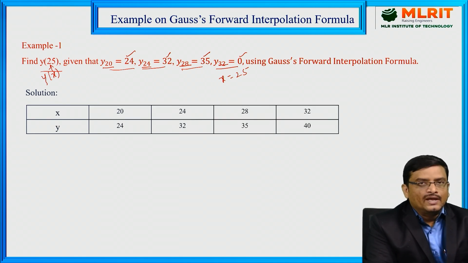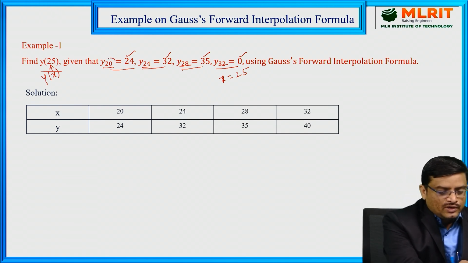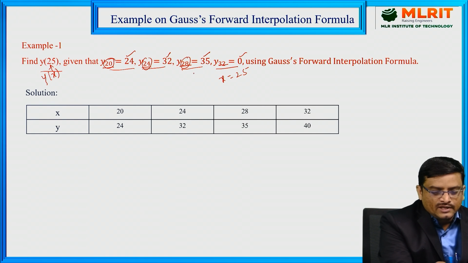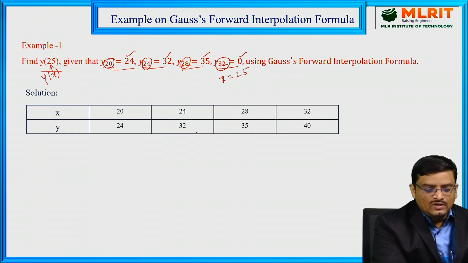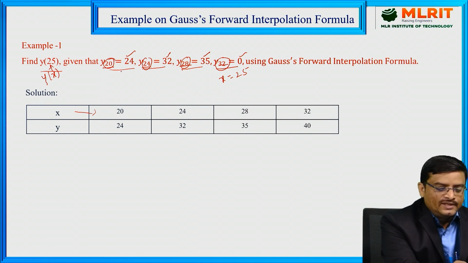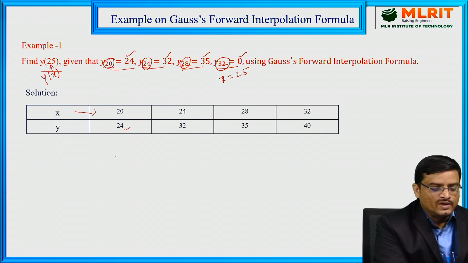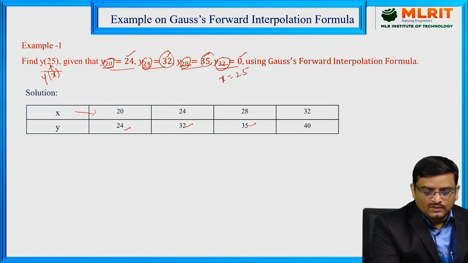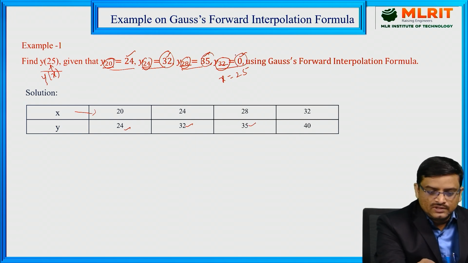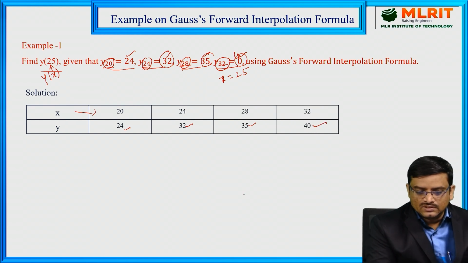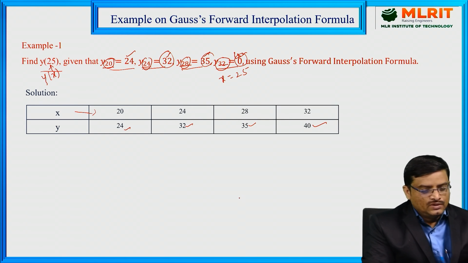Now this is the table here. Whatever the data he has given, I have constructed into tabular form. So 20, 24, 28 and 32, these are the values of x. So I have taken in this column 20, 24, 28, 32. On the RHS side we have 24, the first condition. So I have taken that value as the first y value, and the next one is 32, the second y value. This is 35, the third y value, and this is 40. So take this value as 40. Okay, so now this is the data.